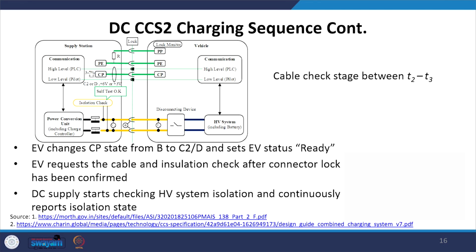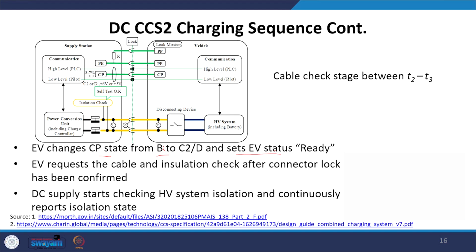So, now both the modem of the EV and EVSE are logically connected, that means they can do the high level communication using the power line communication. Since they are logically connected, the EV will change the CP state from the state B2 to either C2, or if, let us say, ventilation is required, then state D.